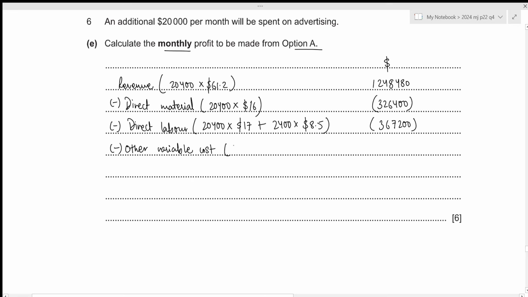So other variable costs will be 20,400 times 3, which results in the value of 61,200. Now we can calculate the contribution because we've already included all of our variable costs. So the contribution will be the total of these four values: 1,248,480 minus 326,400 minus 367,200 minus 61,200, and this results in the value of 493,680. From the contribution, we need to subtract the fixed cost.